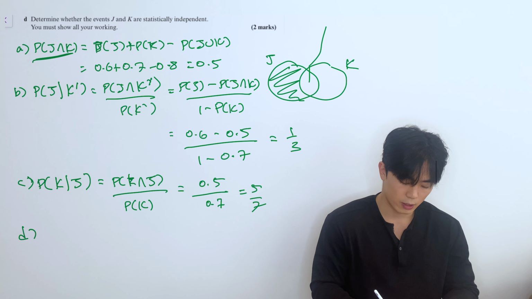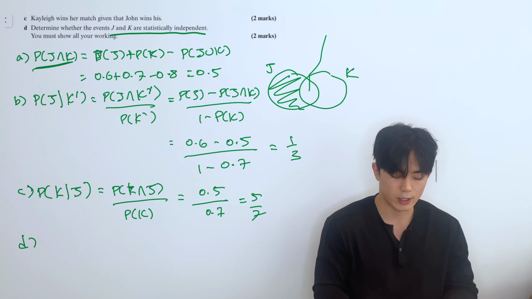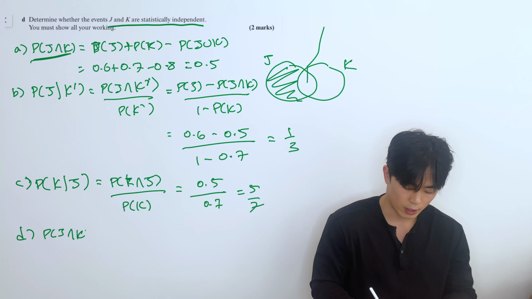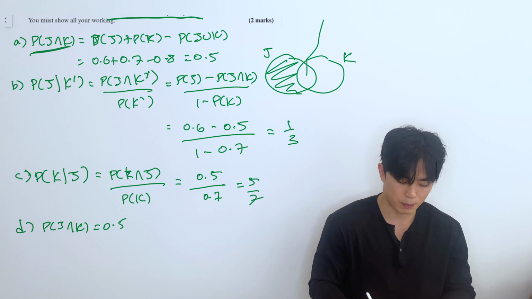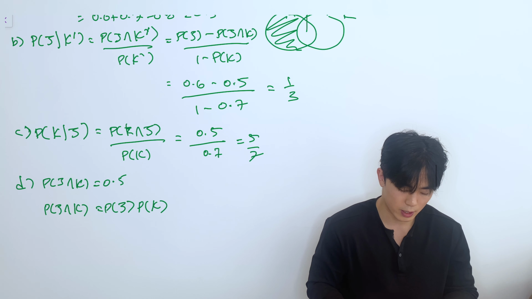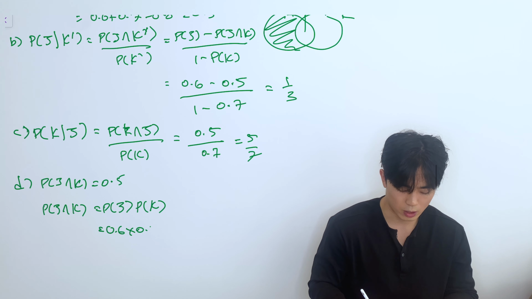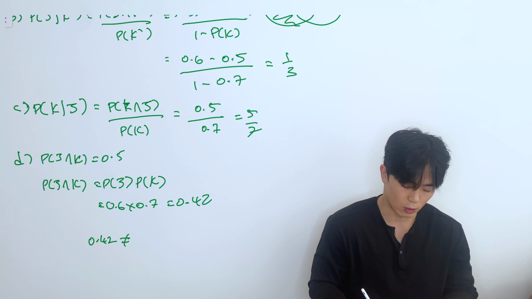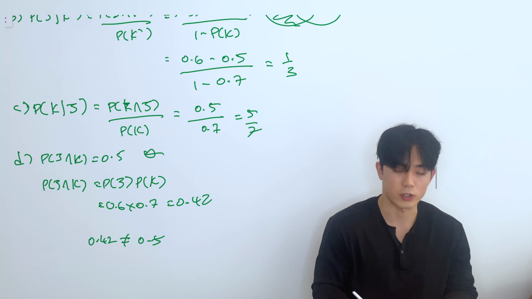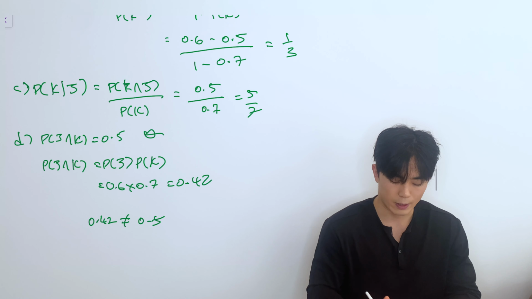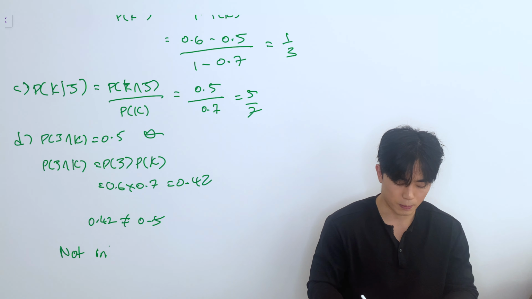And finally, determine whether the events J and K are statistically independent. So we worked out that the probability of J and K was equal to 0.5, and we just have to show this by doing the probability of J times the probability of K separately. So the probability of J was 0.6, the probability of K is 0.7, which gives us 0.42. As you can see, 0.42 is not equal to 0.5, because this is the value we get using the addition formula, right? And that formula is correct for every single situation. And if they're not the same, then we can just say that they're not independent.